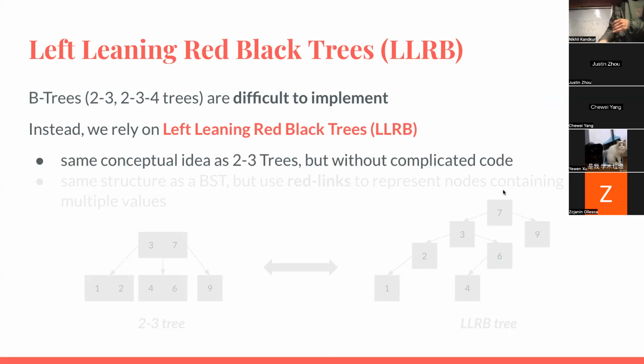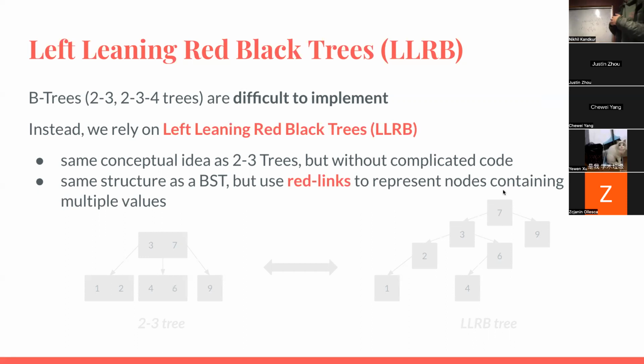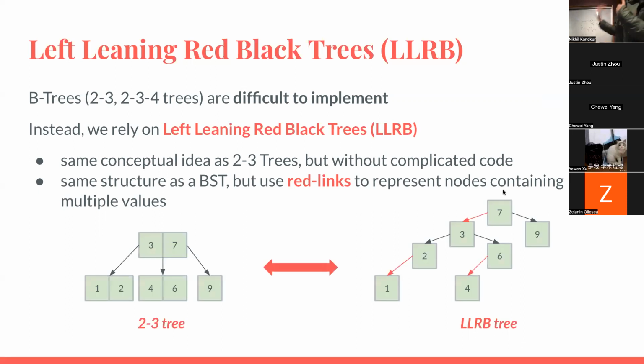It's the same conceptual idea as a 2-3 tree, but without the complicated, messy code. It's going to be the same structure as the BST, so it's going to be pretty easy to code and implement. The only difference is we use red links to represent nodes that contain multiple values, right? On the left here, you see the 2-3 tree, and on the right, you see its corresponding representation as an LLRB. So you can think of the LLRB as an easy way to represent the 2-3 tree with easy code, right?